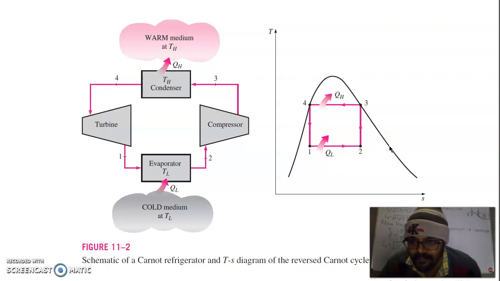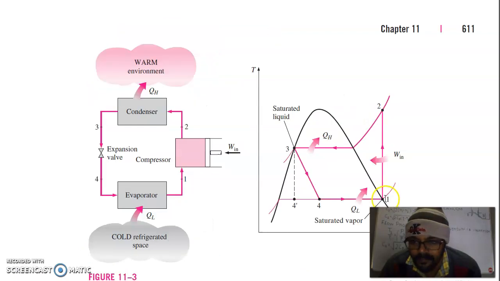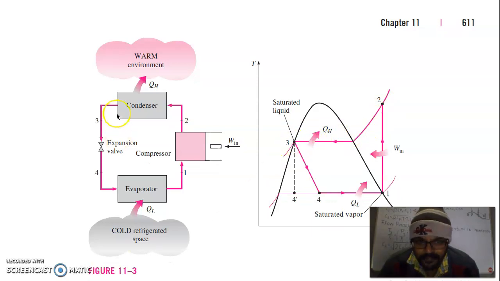Now the inlet of the compressor is 1, and after compression you will go to point 2, which is the superheated vapor region. From 2 to 3 this is your condenser, and from 3 to 4, instead of a turbine, we use a simple expansion valve, which saves cost.